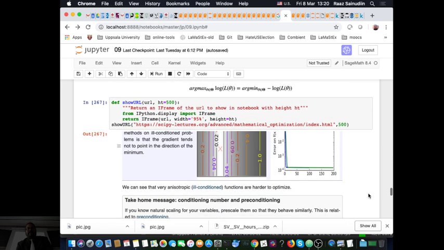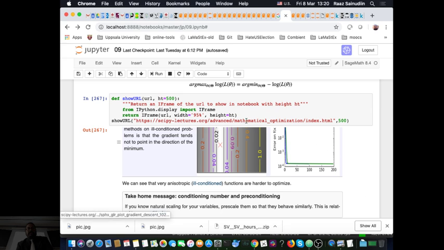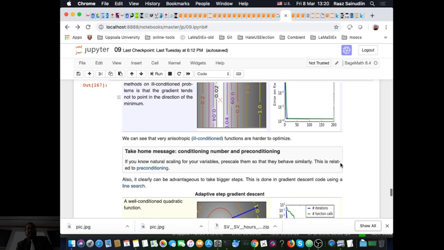The argument that minimizes the negative of a function is the same argument that maximizes the function. So here is a little bit of a show URL. If you want to get into a bit more details, you can look at it.